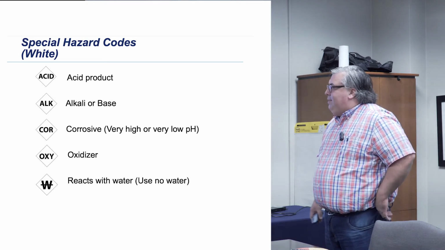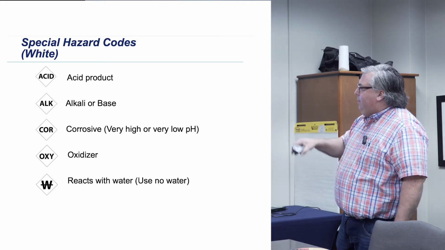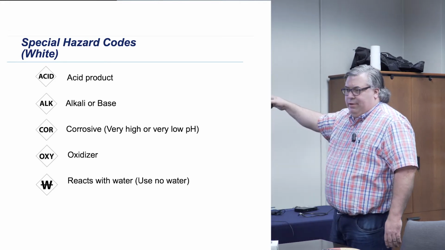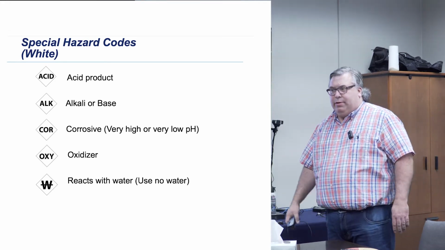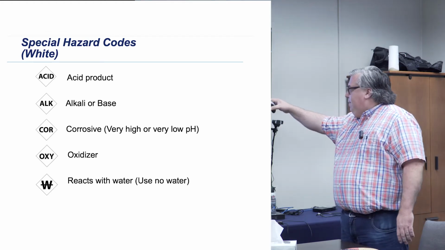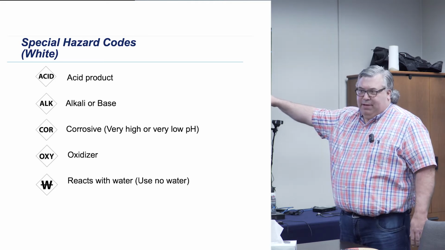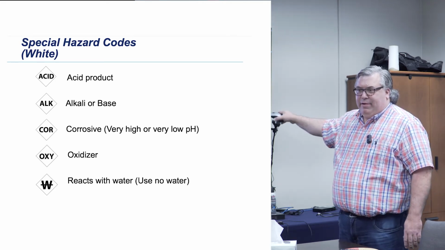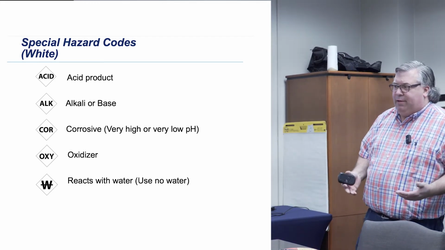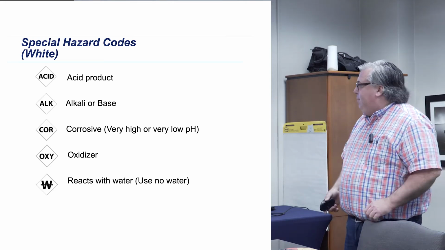So these are examples of what you're going to see there. Acid, alkali or base, corrosive. Generally you're going to see corrosive more than you're going to see alkaline or base, because for instance there it says corrosive, very high or very low pH. Very high pH is the same as alkali or base. Very low pH is acid. So most people just put corrosive so you know that it's corrosive. It will burn your skin, it will eat away metals, that sort of thing.